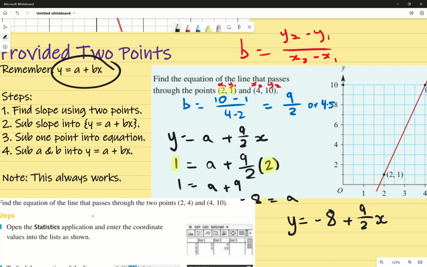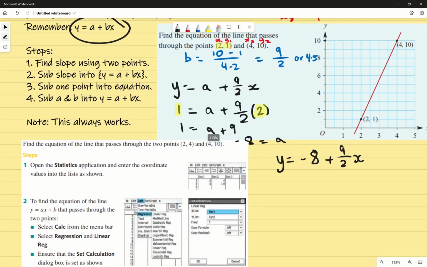And then, of course, I have to write the x. Negative 8 plus 9 over 2x. Any questions? Okay. I'll leave that up on the screen. I'll zoom out a little bit for you guys to see that while I scroll down.